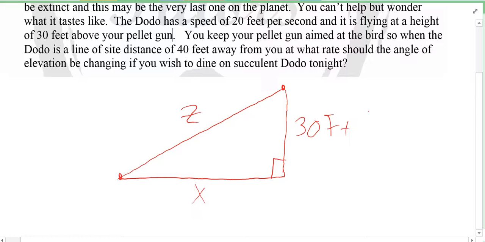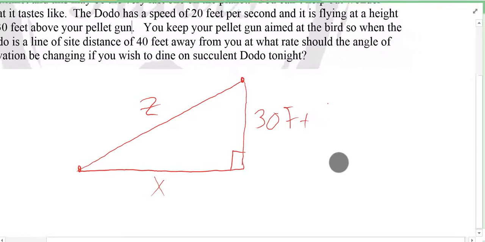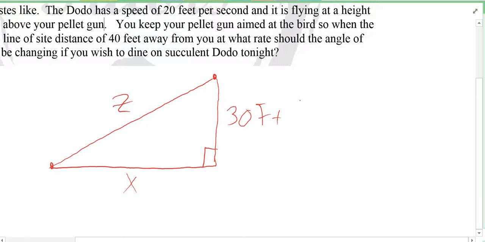Okay? Who can tell me, Lauren, which one do we know the rate of change of? Z or X? Why? What's the rate of change of X? dx dt is negative 20 feet per second. Cool, because if the bird is flying horizontally this direction, X is shrinking at 20 feet per second.